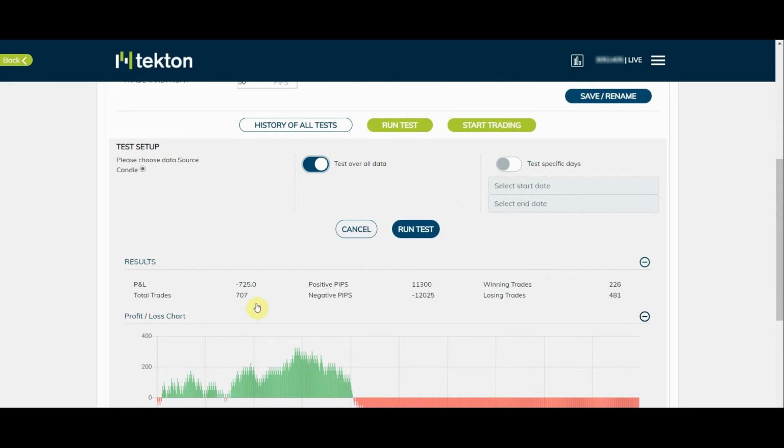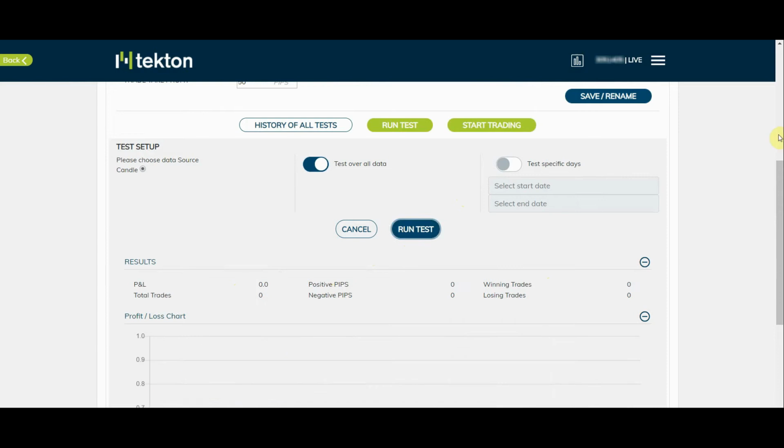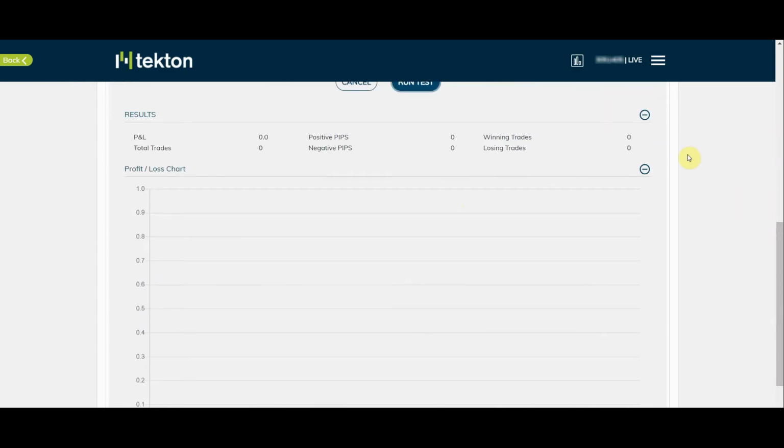Over the same time period we tested with a different reward to risk, where we had a 2,000 pip loss, we had a 700 pip loss here. So the drawdown was only small compared to what it was previously. So let's run this over all data now. We're going to run this strategy with the new settings over all time frame data.